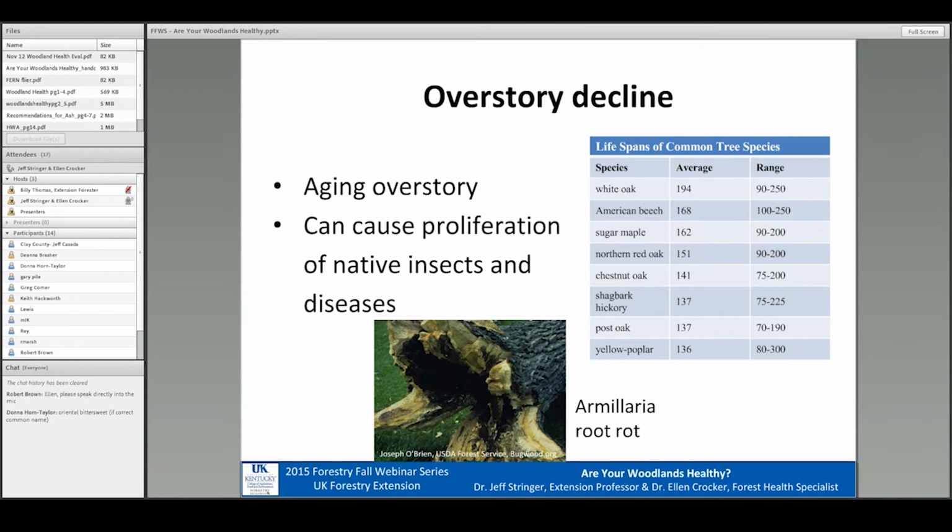On this slide you can see a table that has some of the average lifespans of a few common tree species, and you can imagine if you're getting past that for many of the trees in your woodland, they might become susceptible to things like armillaria root rot, a fungal disease that's endemic where we live. It's native here, but especially as trees age, it can become more problematic.